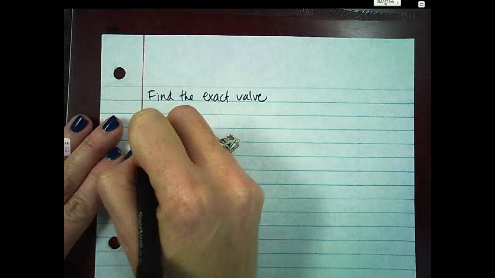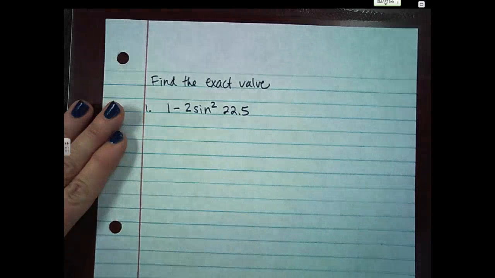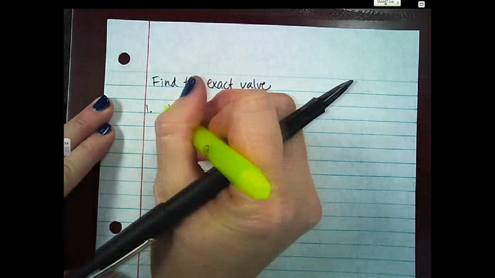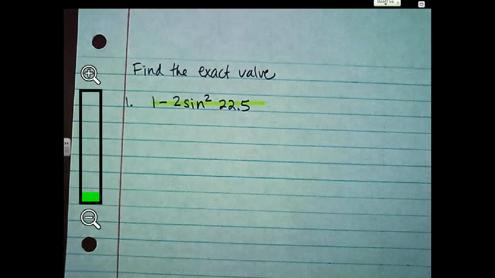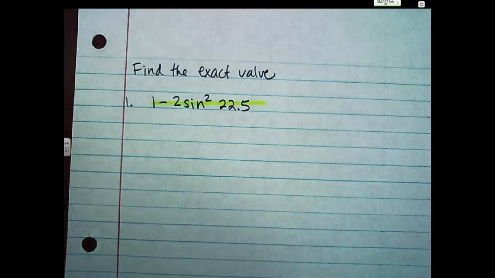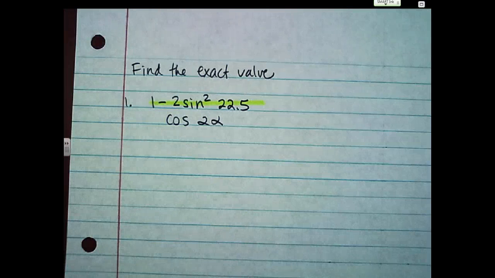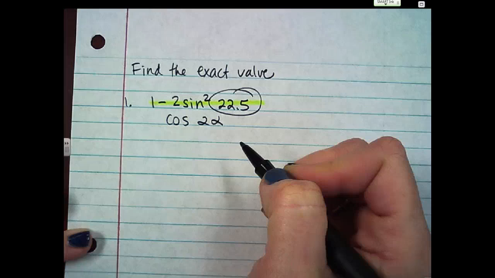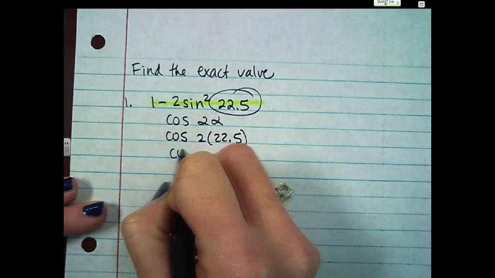Right, so here's number 1. I say 1 minus 2 sine squared of 22.5. Okay, so if you look at your formula chart, which formula does this match? 1 minus 2 sine squared alpha matches what? Cosine of 2 alpha. Right? And in this case, alpha is 22.5. So what I have then is cosine of 2 times 22.5, which is cosine of 45 degrees.